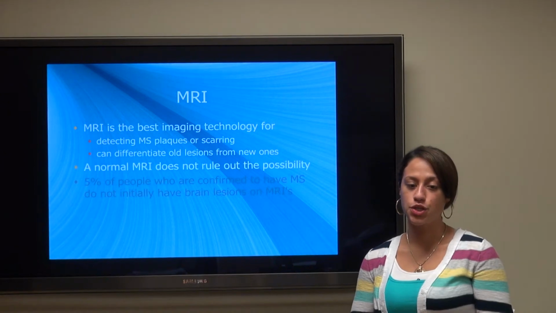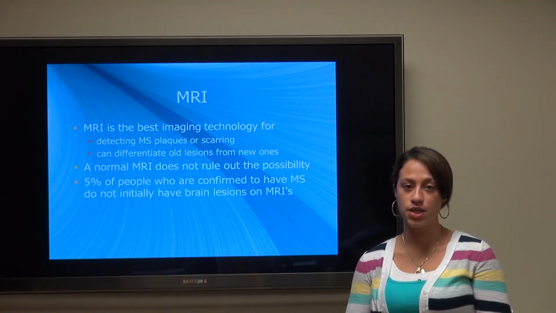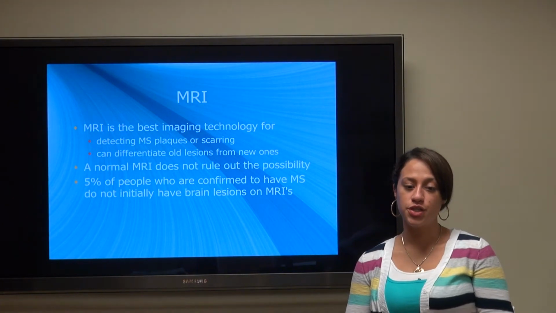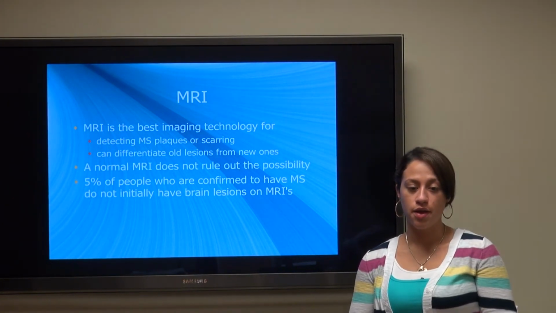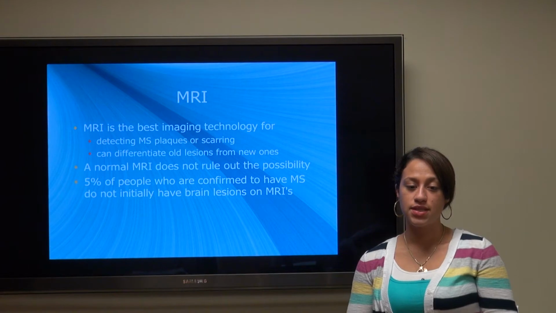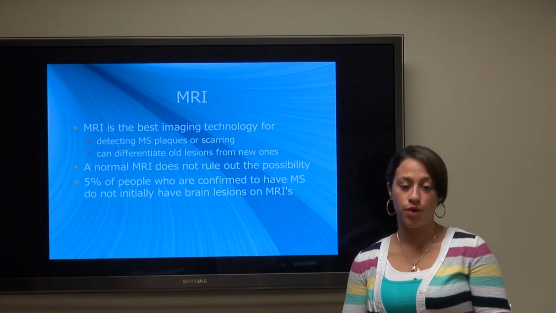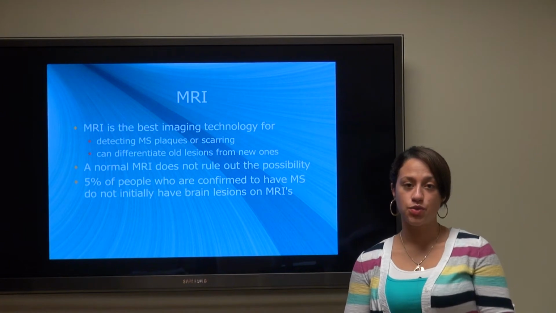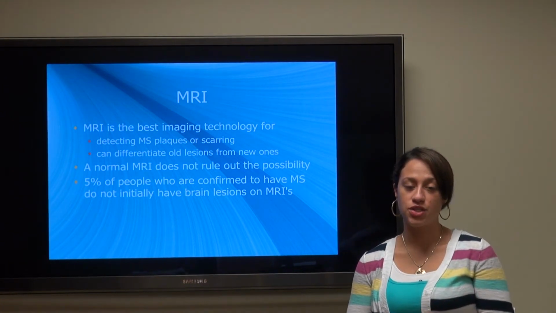So MRI is currently the best imaging technology for detecting MS plaques or scarring, and it can differentiate old lesions from newer ones. A normal MRI, however, does not rule out the possibility of someone having MS. 5% of people who are confirmed to have MS do not initially have lesions on their MRIs.